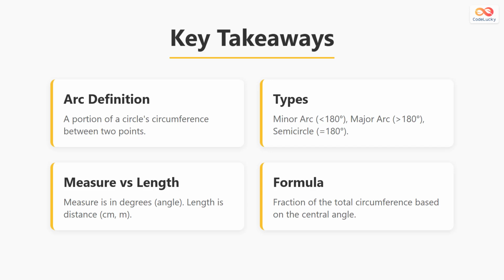Let's summarize what we have learned. An arc is a part of a circle's circumference. It can be a minor arc, a major arc, or a semicircle. Remember that arc measure is in degrees, while arc length is a distance calculated using the central angle and the radius.